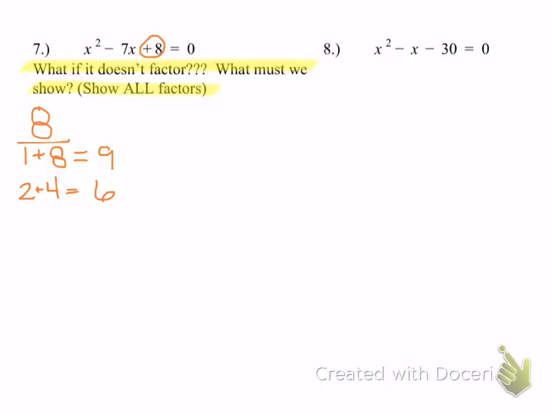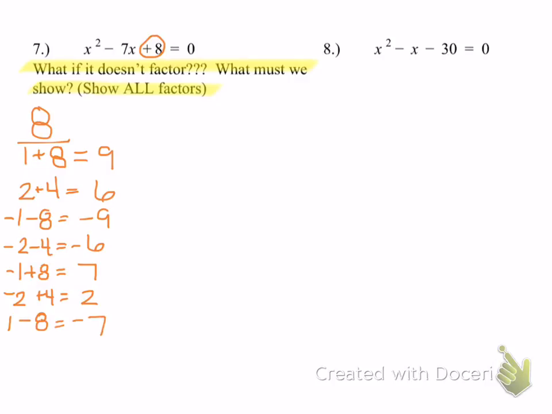Well, what happens if they're both negative? We've got negative 1 minus 8. That gives me a negative 9. What about negative 2 minus 4? Well, that gives me a negative 6. Well, what if I had a negative 1 and a positive 8? Well, that would give me a positive 7. And then let's say I had a negative 2 and a positive 4. Well, that would give me a positive 2. Okay, well, what if they had a positive 1 but a negative 8? Oh, well, that gives me a negative 7. Or what if I had a 2 and a minus 4? Well, that would give me a negative 2.